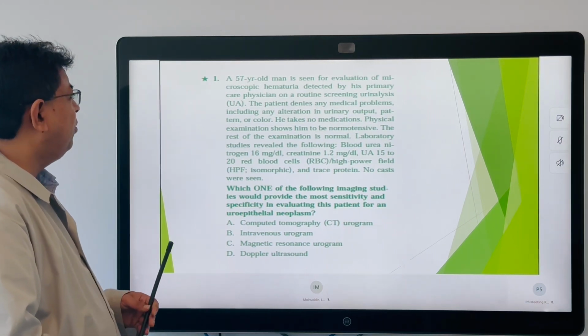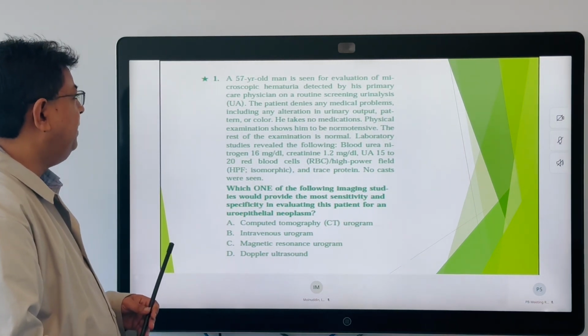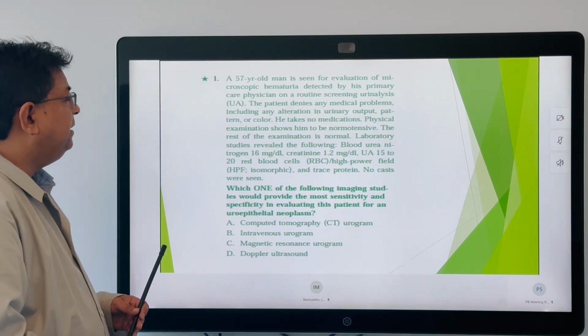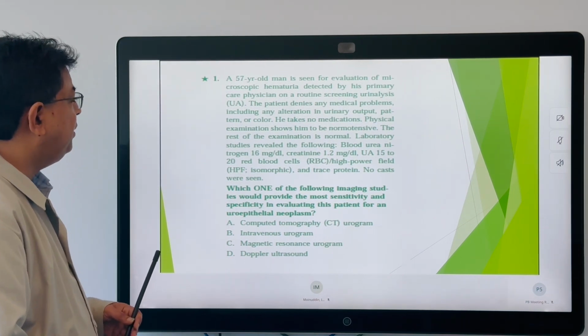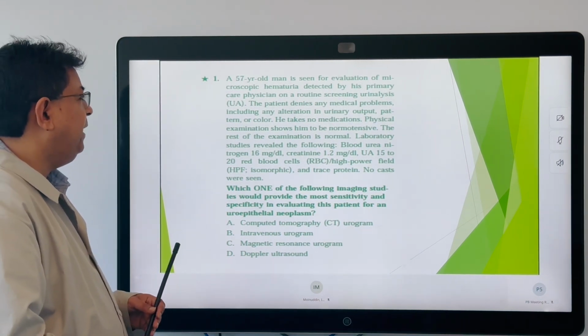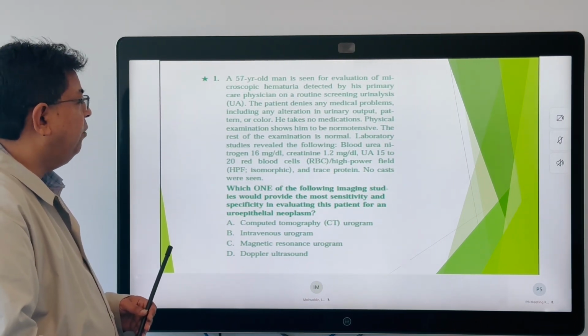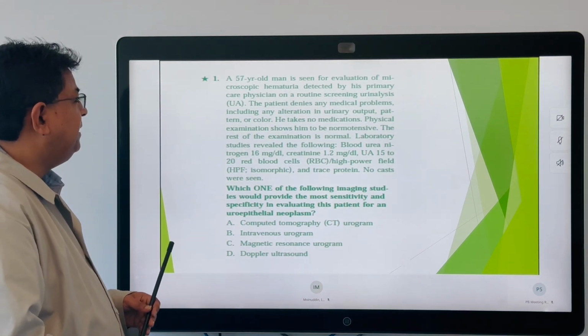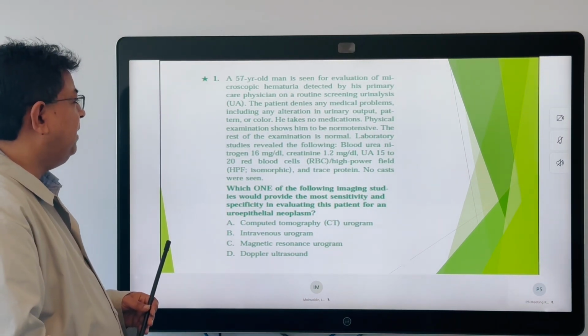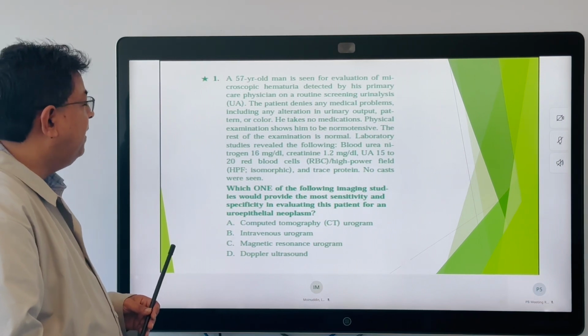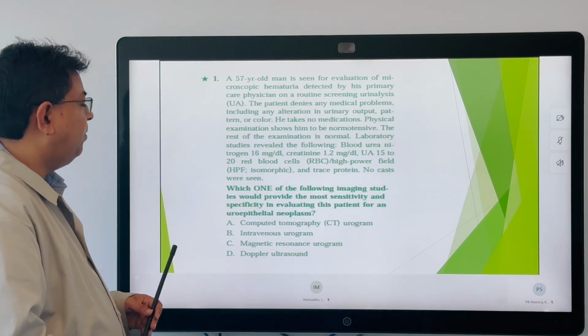A 57-year-old man is seen for evaluation of microscopic hematuria detected by his primary care physician on a routine screening urinalysis. The patient denies any medical problems, including any alteration in urinary output, pattern, or color. He takes no medications. Physical examination shows him to be normotensive. The rest of the examination is normal.